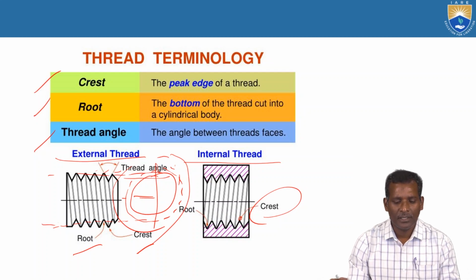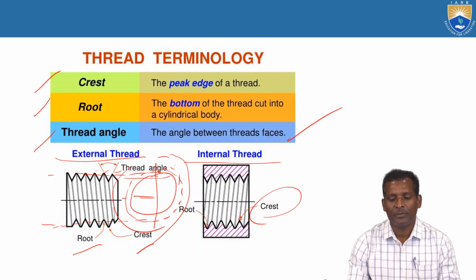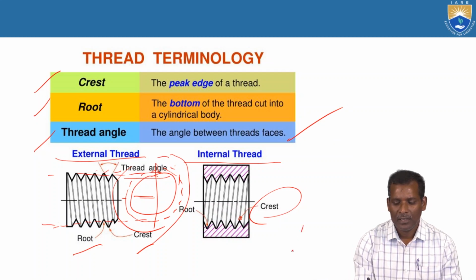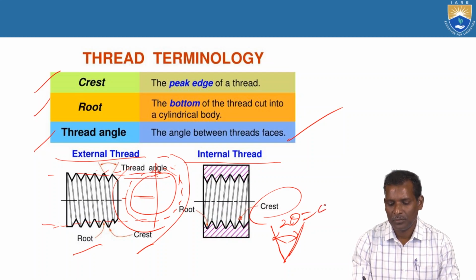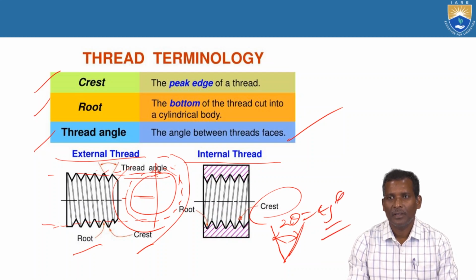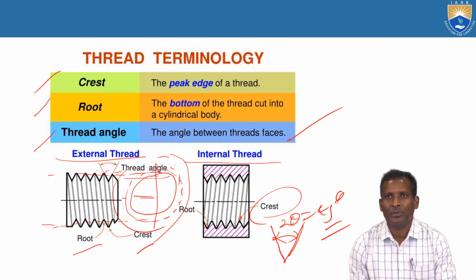So here already explained, the thread angle is between the thread faces. This is one thread face like this, and another thread face. What is the angle between these two? 2 theta. For example, 2 theta is equal to 45. So like this, that is how to represent the thread angle, crest and root.